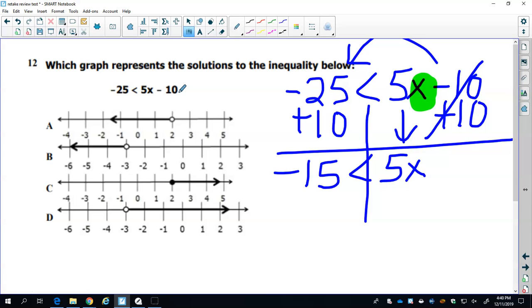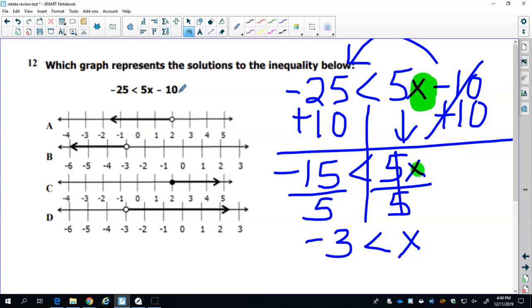Now I'm going to undo multiplying by 5. Again, I'm trying to isolate my variable on this side. So I'm going to divide by the same number I multiplied by. Negative 15 divided by 5 is negative 3. So negative 3 is less than x.